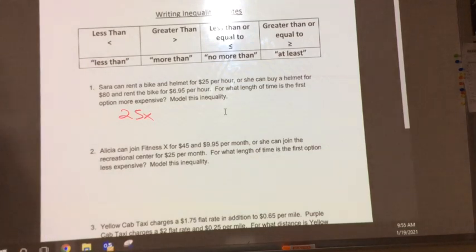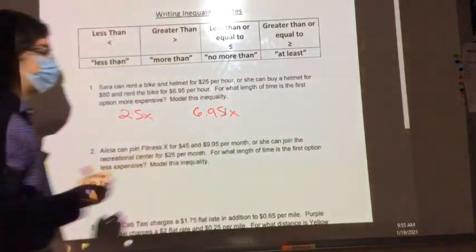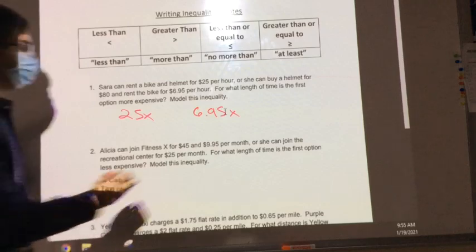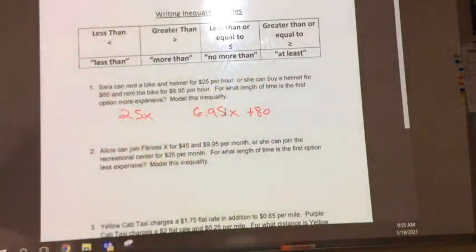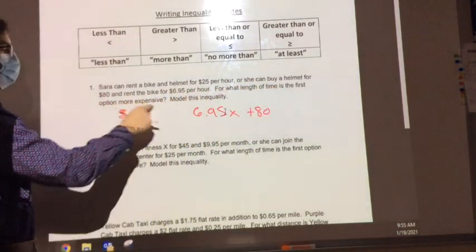Josh, can you tell me the second equation? 6.95x. 6.95x is a good start. Can you finish it out though? Minus 80 or add 80? Well, what do you think? Add 80? It's gonna add 80, good. Because it's $80 to rent it plus $6.95 per hour. But then it says, for what length of time is the first option more expensive?